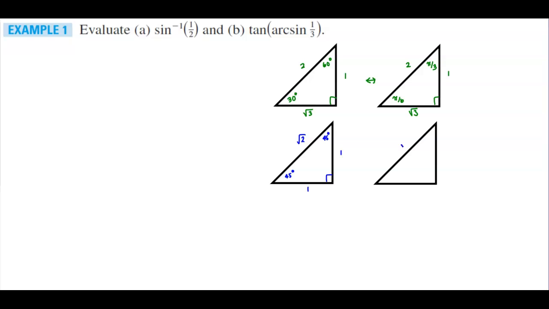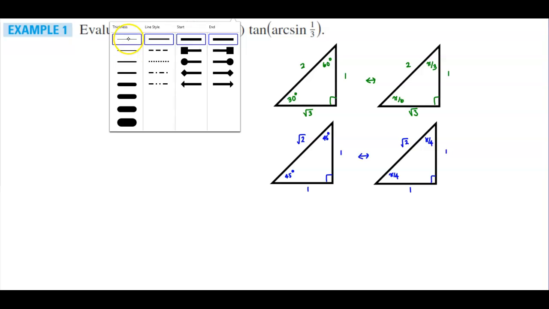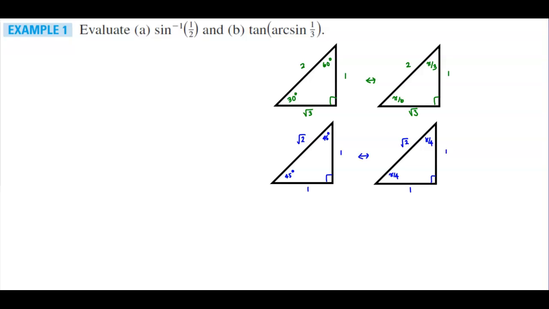Okay, so again, using the same values here and rewriting it in radian measure. So what is the radian measure for 45 degrees? Well, that's pi over 4, and therefore that's pi over 4. So again, you want to be familiar with these triangles when you're going through these exercises. Now, the first question that we want to ask is, we want to evaluate sine inverse of 1/2.